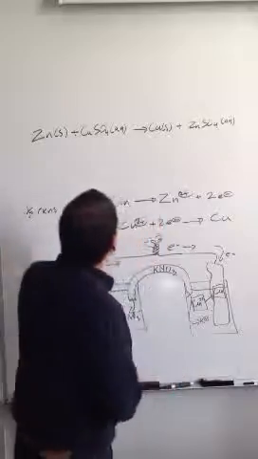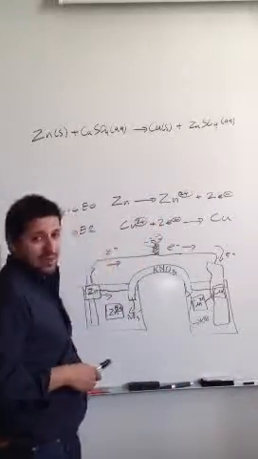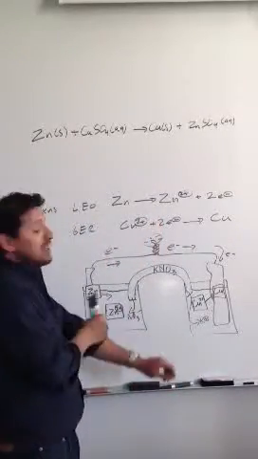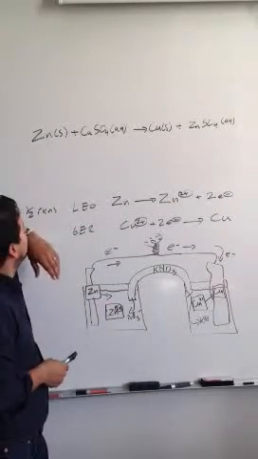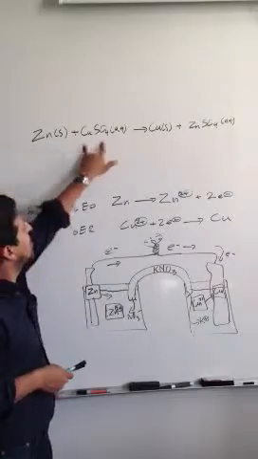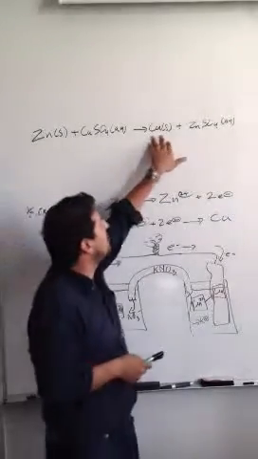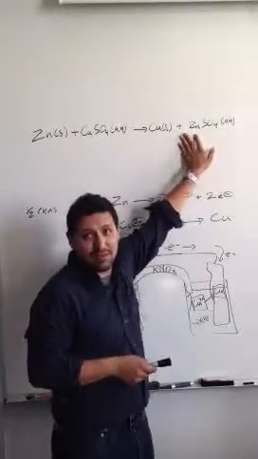Last page. So we've got ourselves a reaction here. This is a Voltaic cell reaction. Let's figure out what happens here. So we've got zinc and copper sulfate react to give copper metal, copper solid, and zinc sulfate.